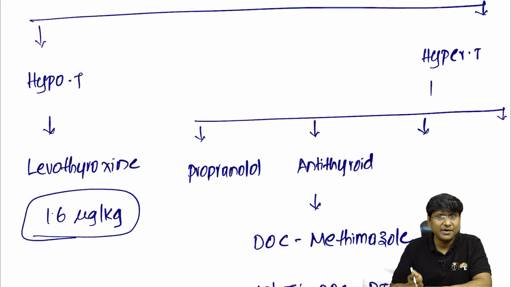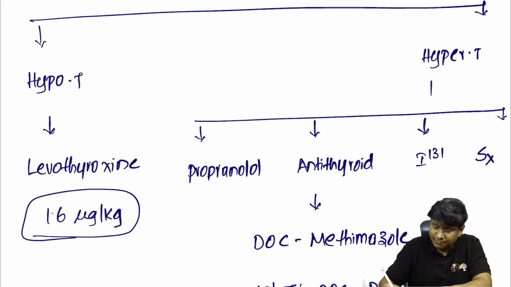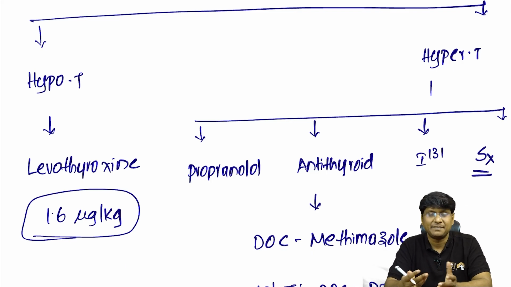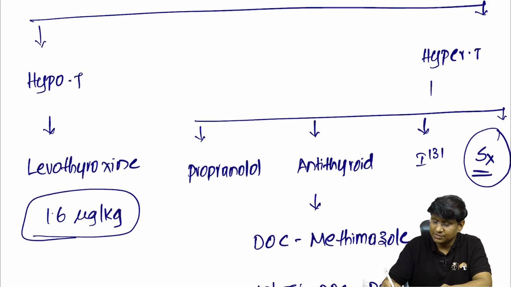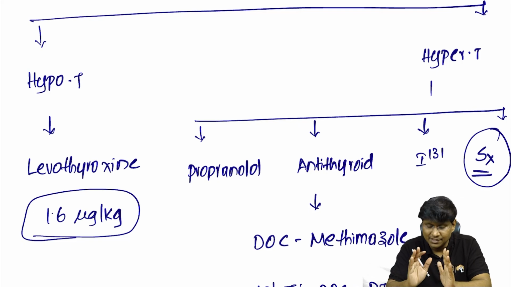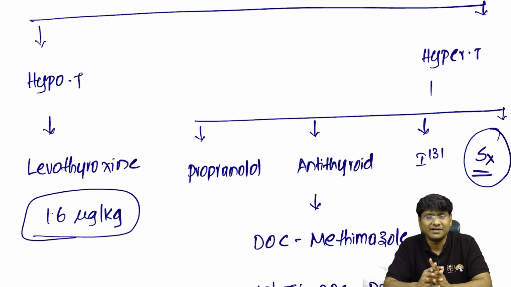Then the radioactive iodine that can be given as part of the treatment is iodine-131. The next important option is surgical resection, if there is a large goiter causing mass effect like dysphagia, dyspnea and hoarseness of voice, then you need to do surgical resection of the thyroid gland. So this is about the treatment of thyroid related disorders and a quick recap of the entire thyroid.